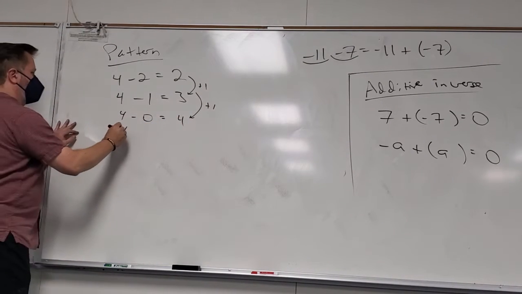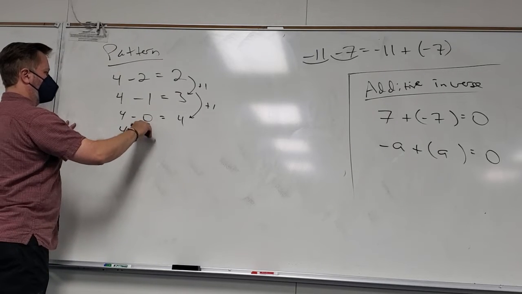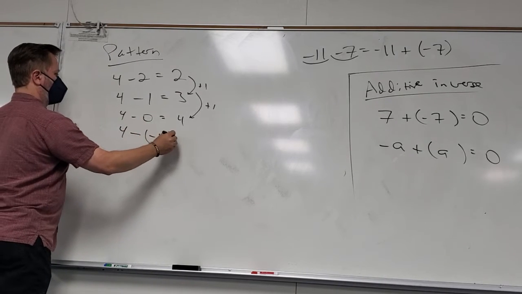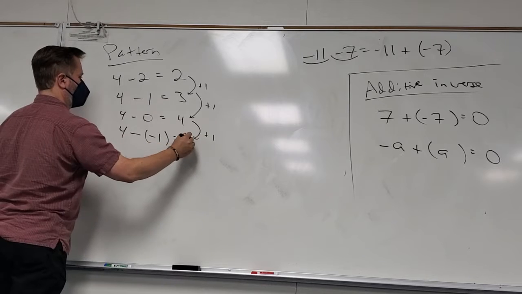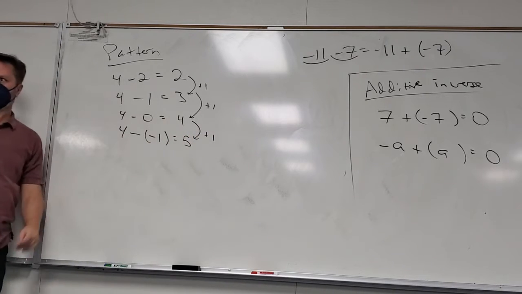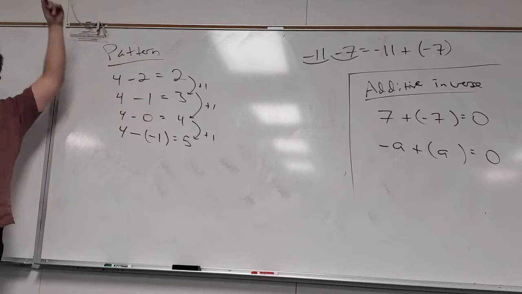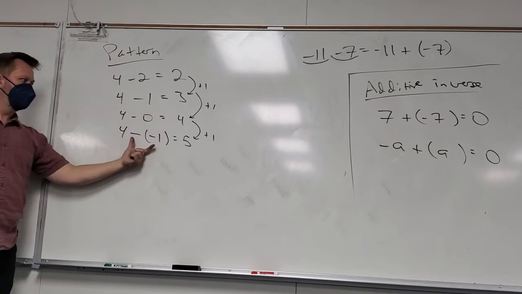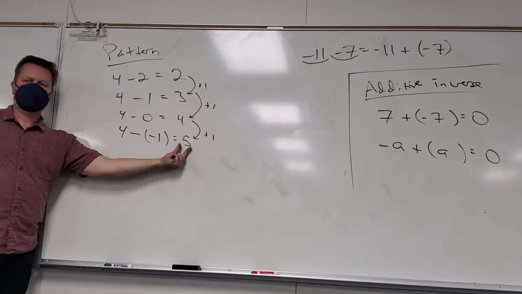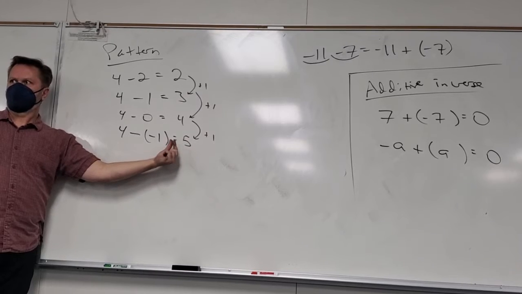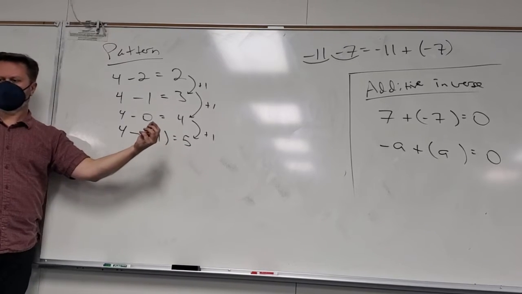So what is 4 minus, what's the next number down from 0? Negative 1. It would have to be 5. Right? So this is a pattern you can actually show people before they even know negative numbers or what they mean, but they know subtraction. You could show them this pattern and say, somehow, 4 minus negative 1 is 5. Right? Yeah. I like it.